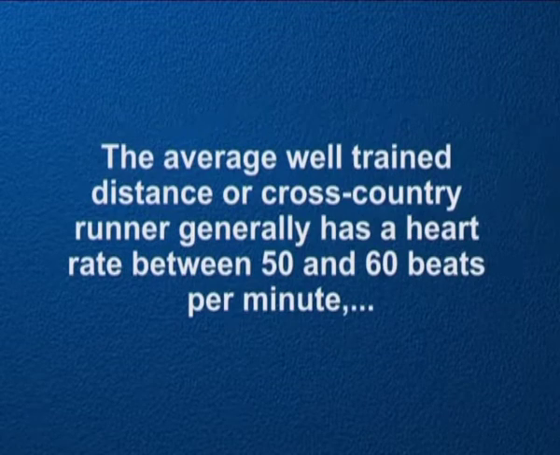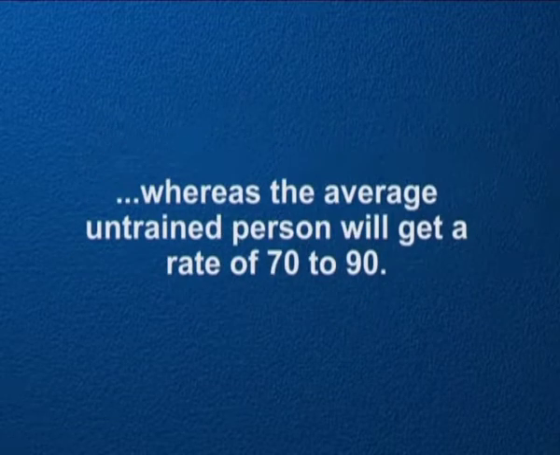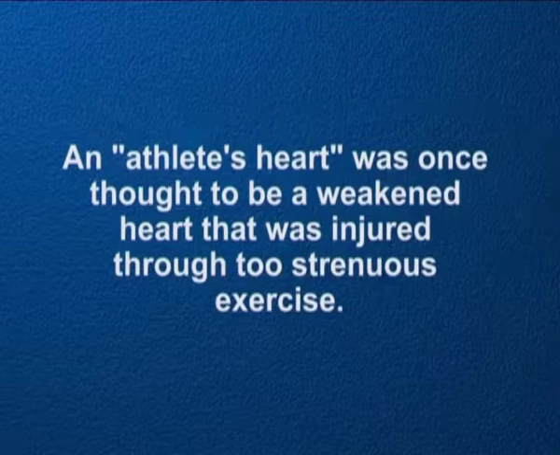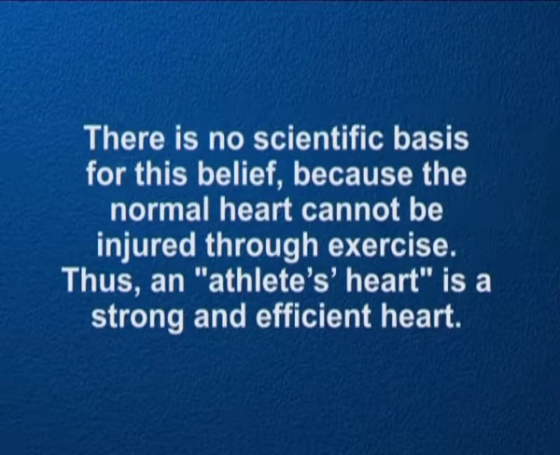The average well-trained distance or cross-country runner generally has a heart rate between 50 to 60 beats per minute, whereas the average untrained person will get a rate of 70 to 90. An athlete's heart was once thought to be a weakened heart that was injured through too strenuous exercise. There is no scientific basis for this belief because the normal heart cannot be injured through exercise. Thus, an athlete's heart is a strong and efficient heart.